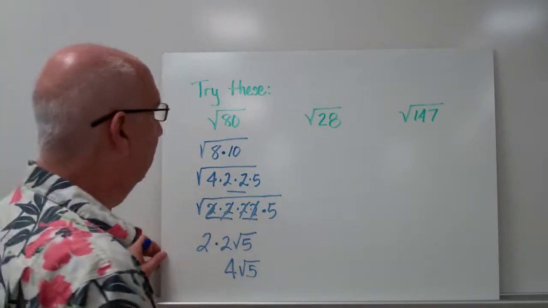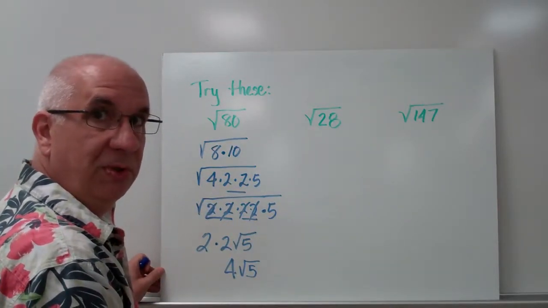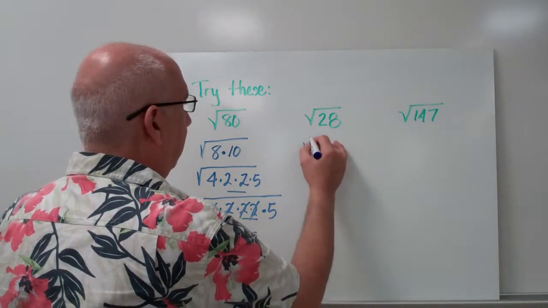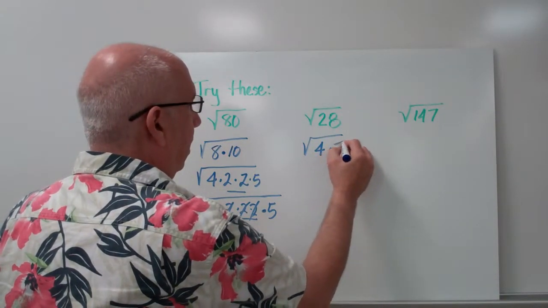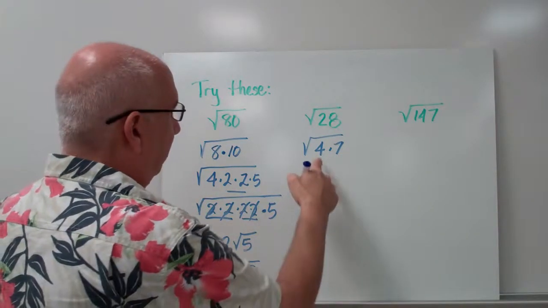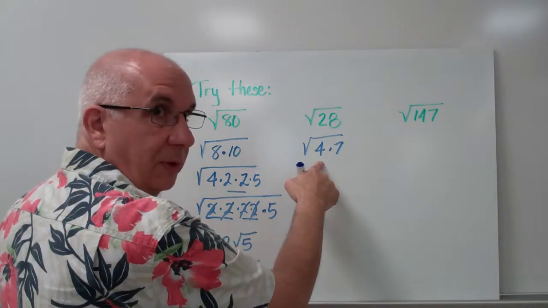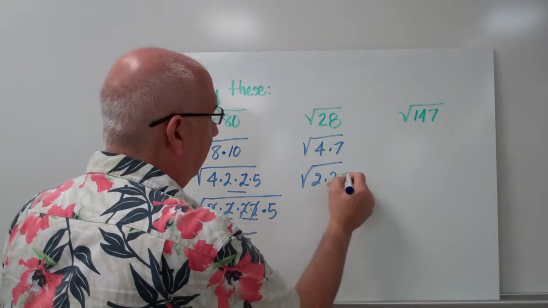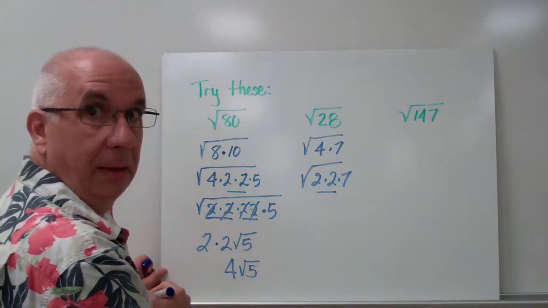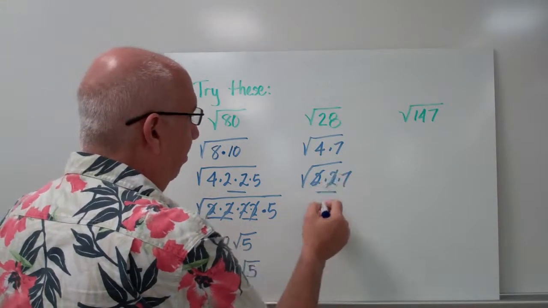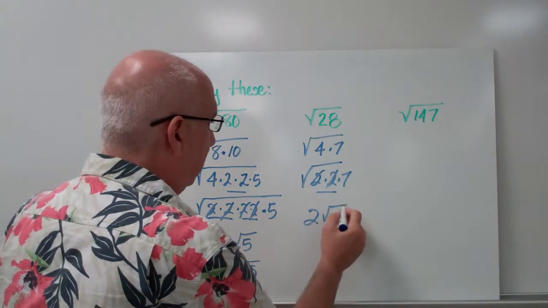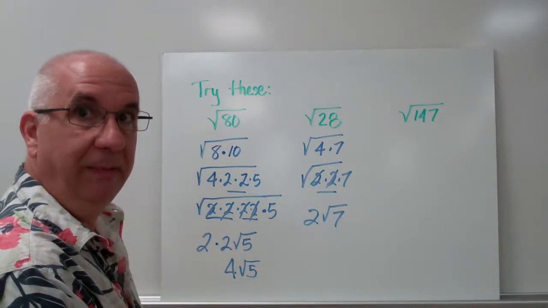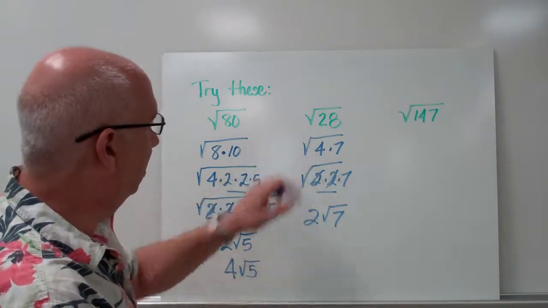If we have the square root of 28, 2 numbers multiplied together, 4 times 7, not yet prime factors. 4 is equal to 2 times 2. So this is the square root of 2 times 2 times 7. Oh, I've got a pair. Move one out in front times the square root of 7. There's nothing more to simplify. This is this simplified.